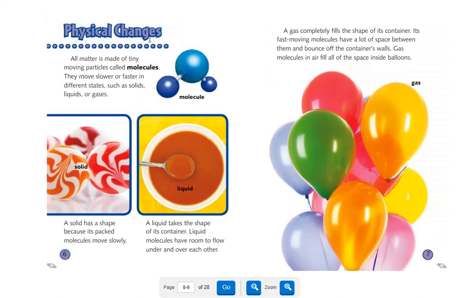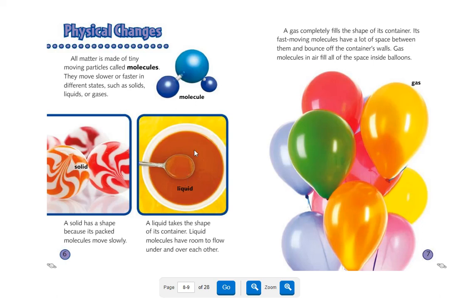Next up, physical changes. All matter is made of tiny moving particles called molecules. They move slower or faster in different states, such as solids, liquids, or gases. So an example of a solid, like a hard candy right there: a solid has a shape because its packed molecules move very slowly. All the molecules inside that piece of candy are packed together really tight, and they're barely moving at all, therefore making it a solid.